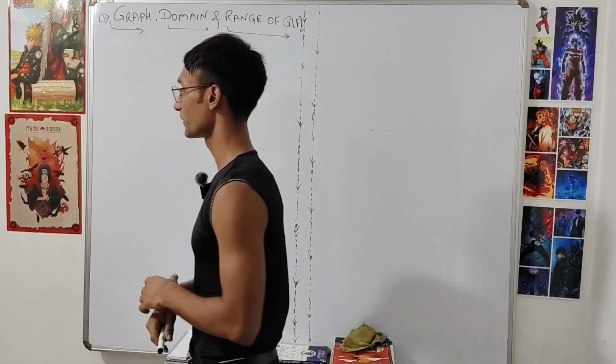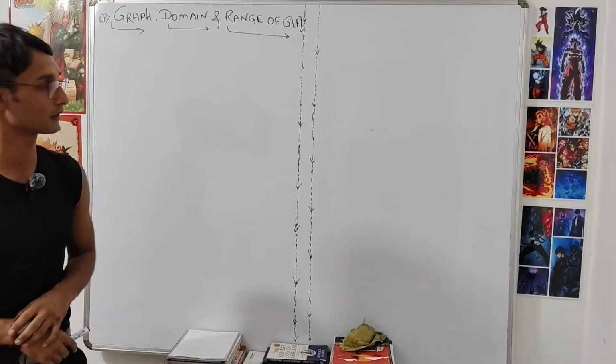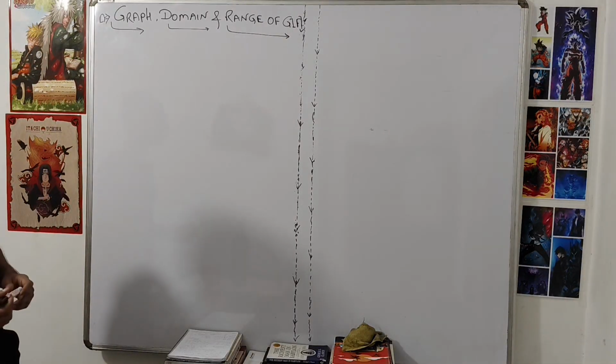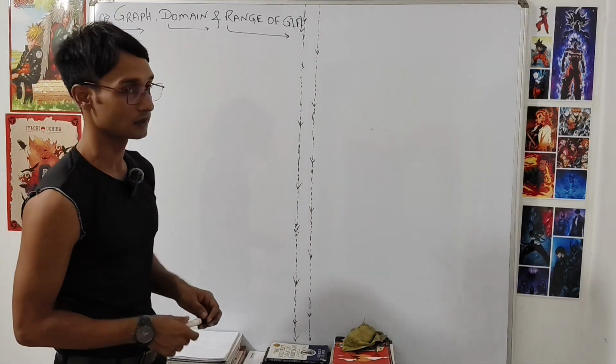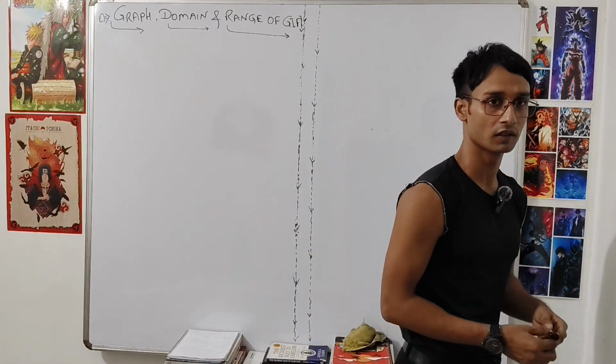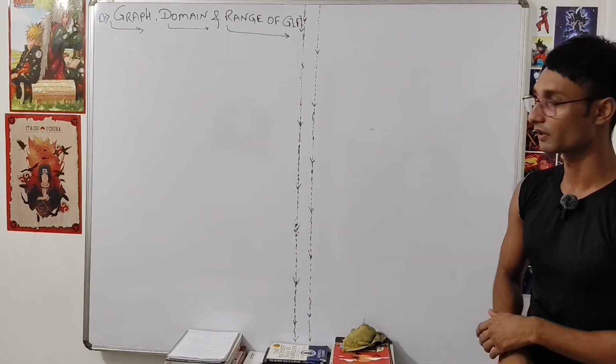This is class number 7 of relations and functions, and in this class we will complete the graph and the domain and range of the greatest integer function. In the last class we introduced the greatest integer function, right?